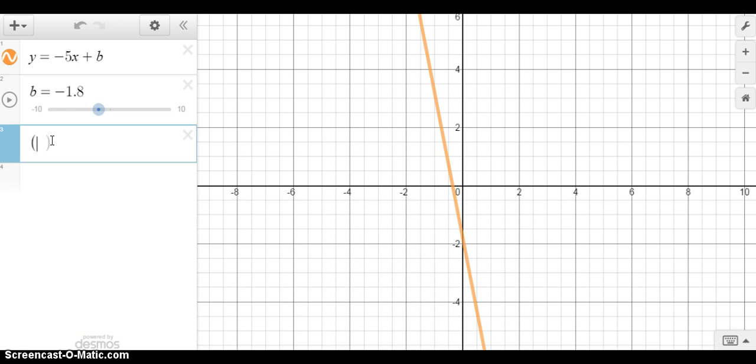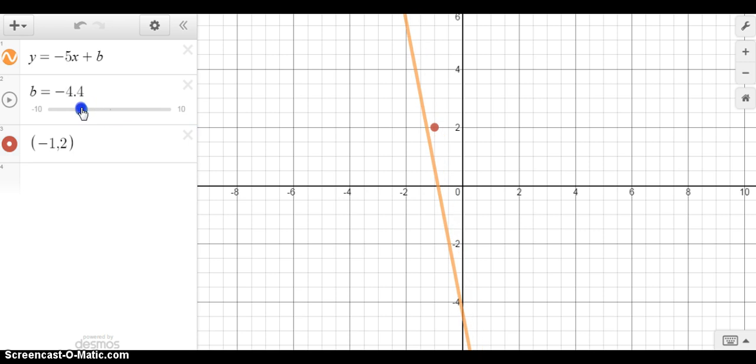But we did know that it should go through the point negative 1, 2. Okay, and that point is right here in red. So if I take my y-intercept and change it so that it goes through this point right here, oh look, my y-intercept has to be negative 3.